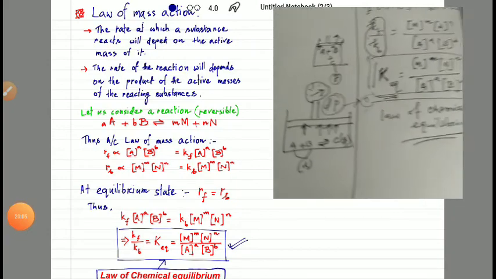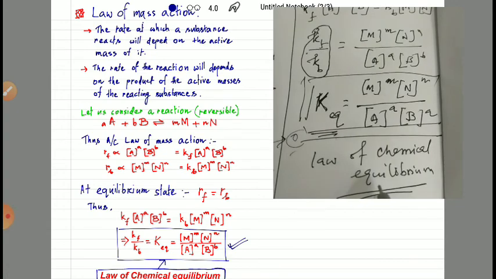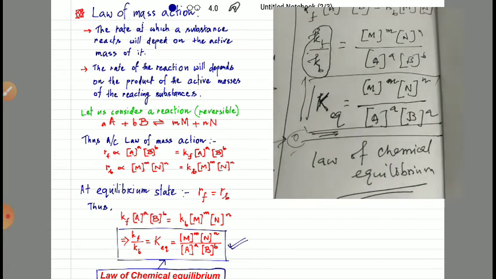So in the next class, we're going to derive the law of chemical equilibrium using the thermodynamic concept.